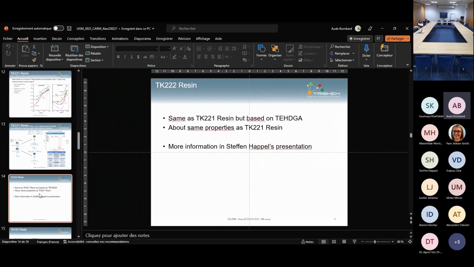So as I said, for the TK222 resin, it's the same as the 221, but it's based on TH-DGA instead of TO-DGA. And it has about the same properties as the TK221 resin. And as already mentioned, this will be presented by Stefan in his presentation later on.